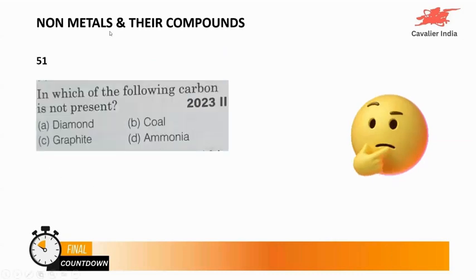In which of the following carbon is not present? A. Diamond, B. Coal, C. Graphite, D. Ammonia. Which is the option? Let me check your answer. Yeah, very good. Coal contains carbon, diamond contains carbon, graphite contains carbon. Ammonia is NH3. It doesn't contain carbon.